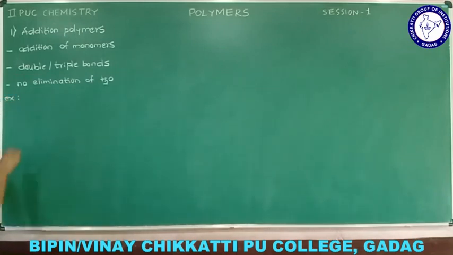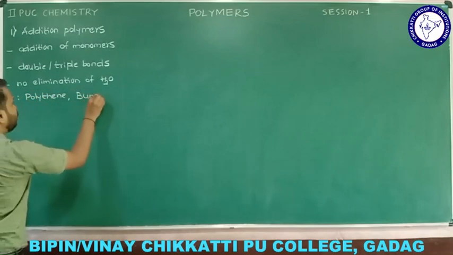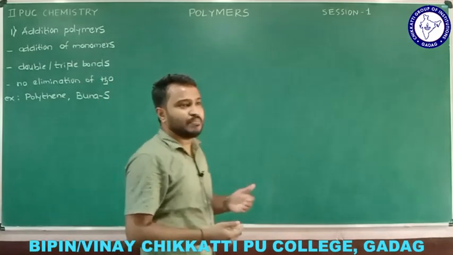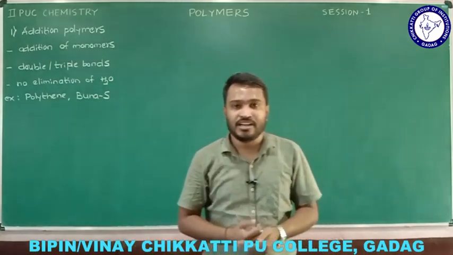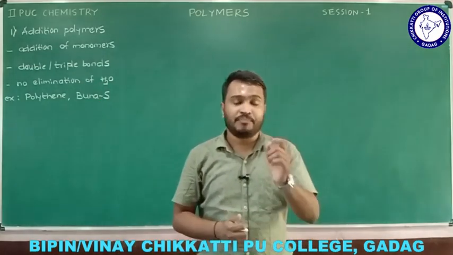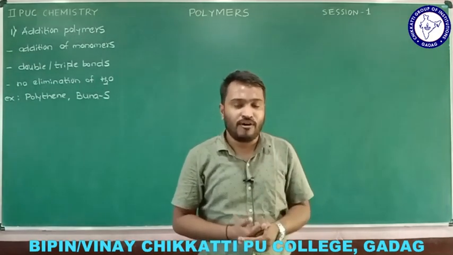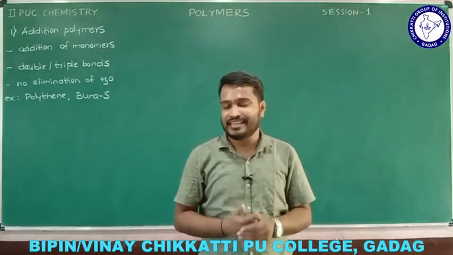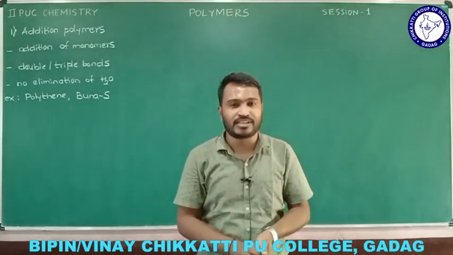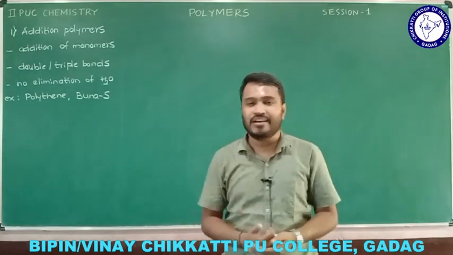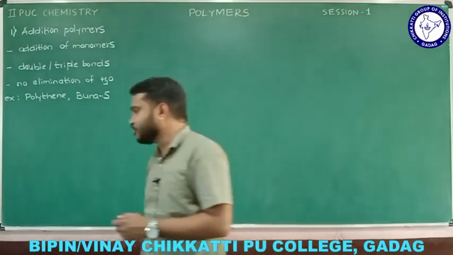For examples, one example I am going to consider is polyethylene as I discussed, and one more I am going to consider is Buna. So these two are the examples that belong to addition polymers. Addition polymers are defined as the polymers in which there will be addition of monomers with double or triple bonds, and there is no elimination of simple molecules like water, and such polymers we call addition polymers. Polyethylene and Buna are the examples for that.